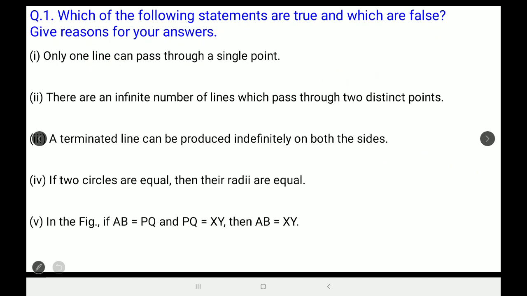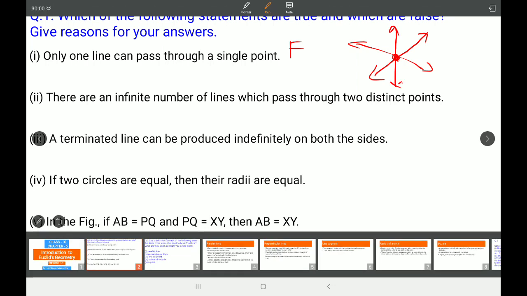First one, only one line can pass through a single point. So this statement is false because infinitely many lines can pass through a single point in different directions. Like this, if we consider this point, many lines can pass through this point in different directions. That's why this statement is false. So also you have to write the reason that infinitely many lines can pass through a point in different directions.